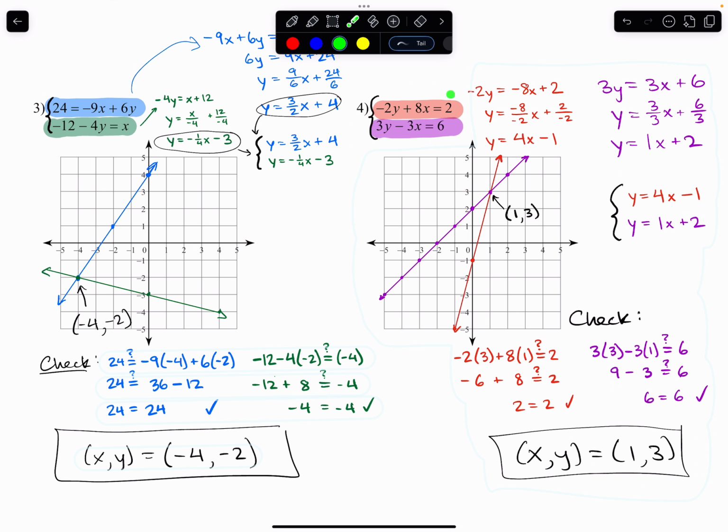Okay, neither equation was already ready to graph. They weren't in mx plus b form, so we get them in mx plus b form. We can then use those to graph. We have our red line and our purple line, and they cross at 1, 3. And then again, instead of plugging this into the system you found, because that slope-intercept form is nicer to use when we're graphing, I recommend you take that and plug it into the system that we were originally given. And that's what I did here. We get true statements, so 1, 3 is our answer.